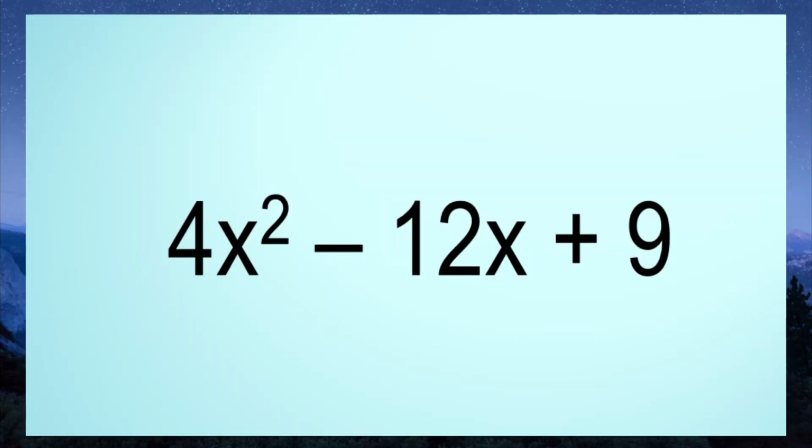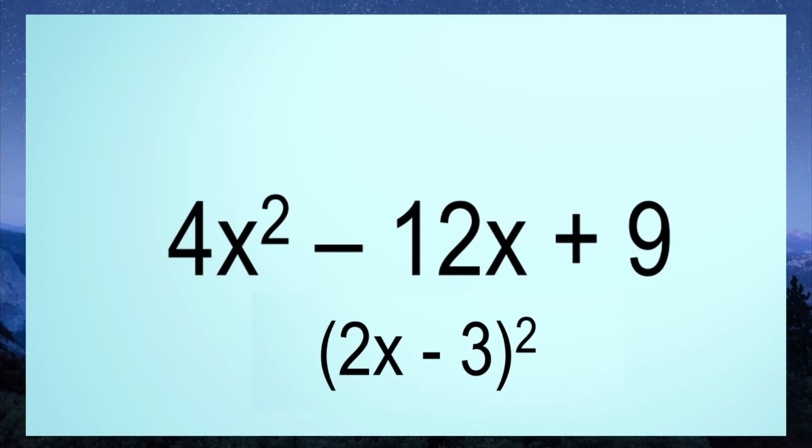To start, let us first review factoring perfect square trinomials. Given the example 4x squared minus 12x plus 9, can you give its factors? The answer is the quantity 2x minus 3 to the power of 2, since the square root of the first term is 2x and the square root of the last term is 3, and the sign of the middle term is negative. Therefore, the factored form is the quantity 2x minus 3 squared.